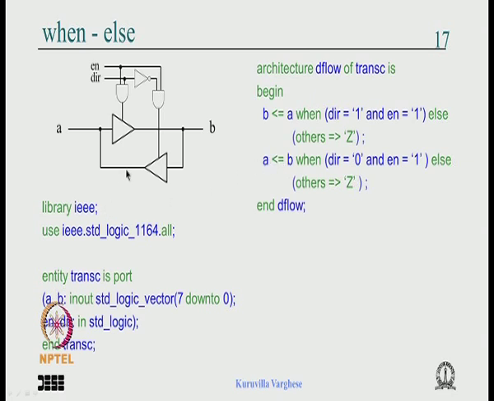Similarly we define the output A. A gets B when direction is 0 and enable is 1, else it is tri-stated, else others is Z, and end the architecture. So this shows how to use the when else in a more practical, more real life case. We have seen how the in out is used, we have seen this array assignment with others. So that shows another example of using when else.